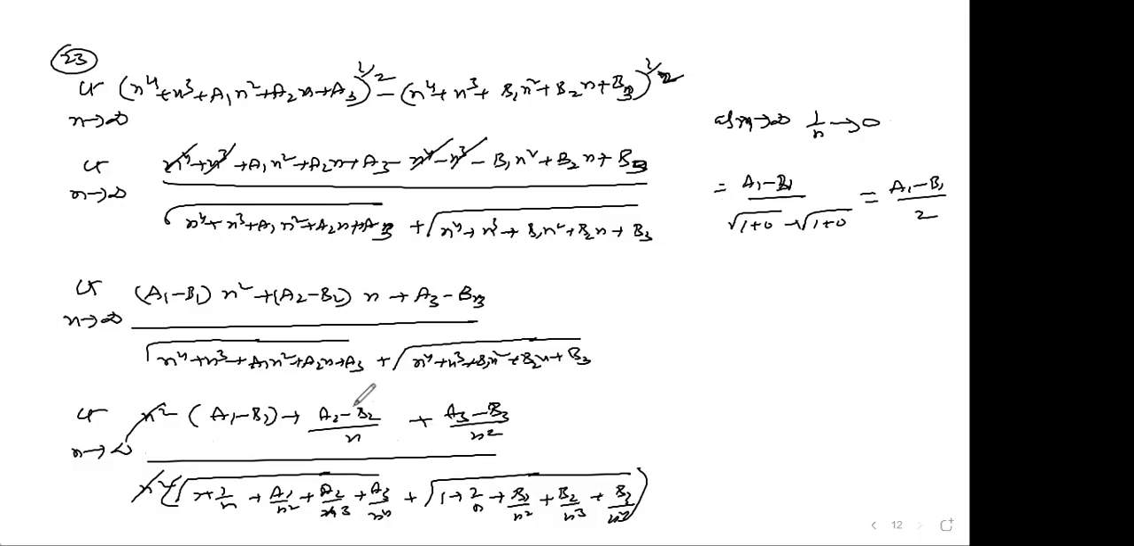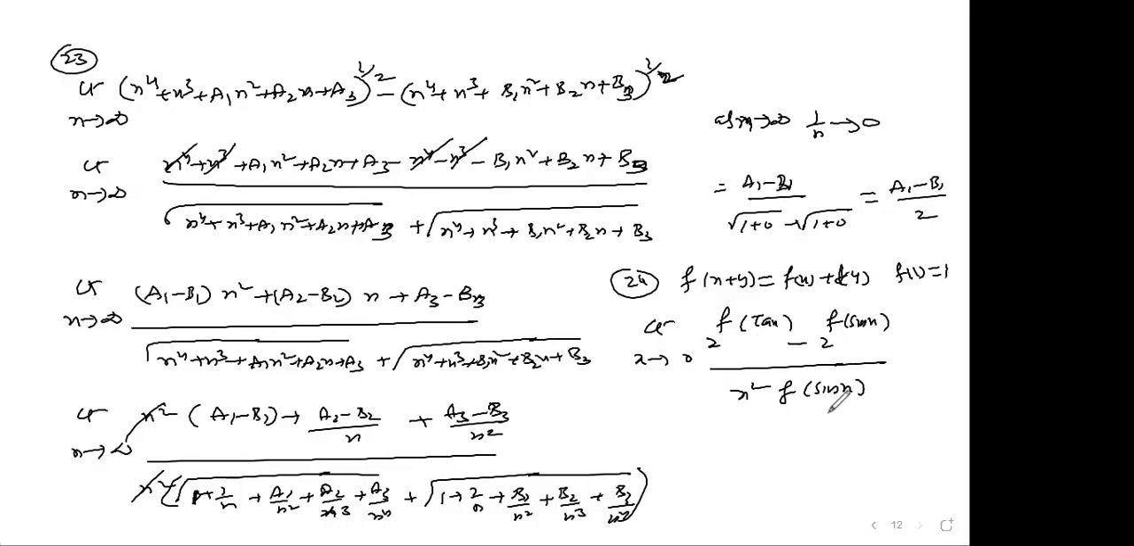As n tends to infinity, 1 by n tends to 0. That means this is 0, this is 0, and all these terms are 0, except 1. Here 1 is there, here also 1 is there. That's why I wrote here 1 plus 0, 1 plus 0. So the answer is a1 minus b1 by 2. Now we'll move on to the next one, the 24th one.